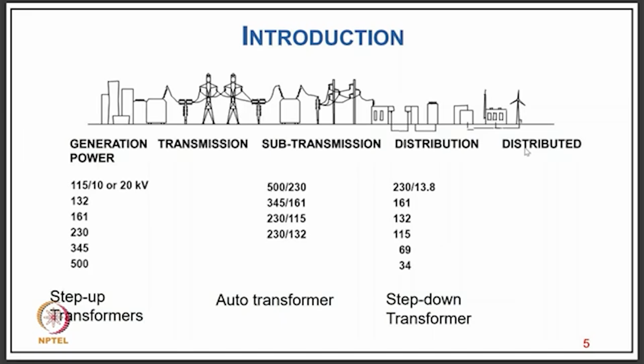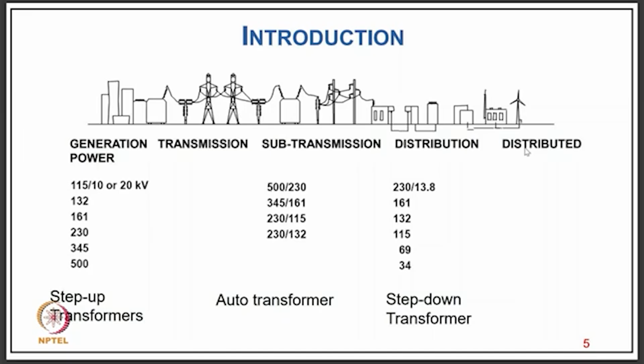systems, starting typically from generation, because the transformer is the backbone for the AC system. The AC system won over the DC system only because of the transformer, and that transformer allows us to generate at optimum voltage, transmit at optimum voltage, then distribute at optimum voltage and utilize at optimum voltage.